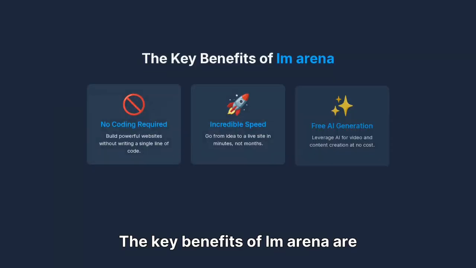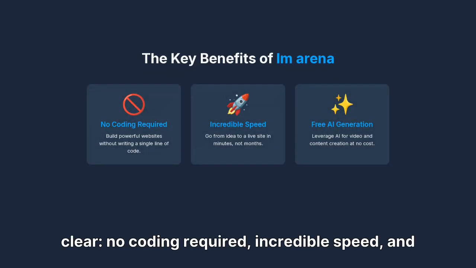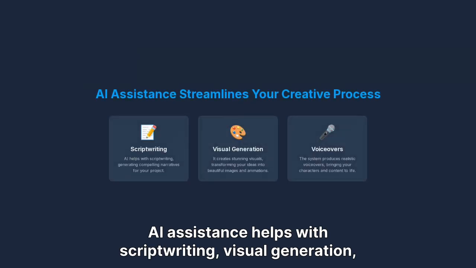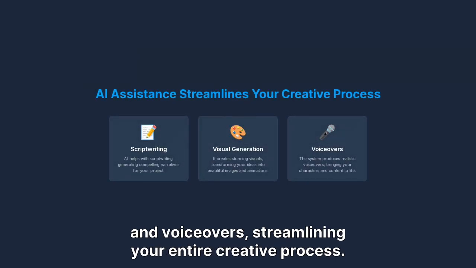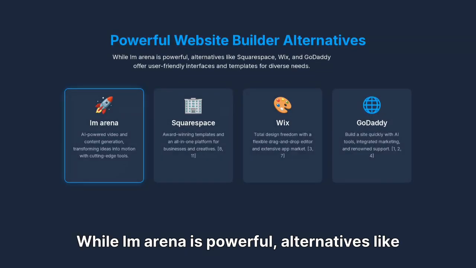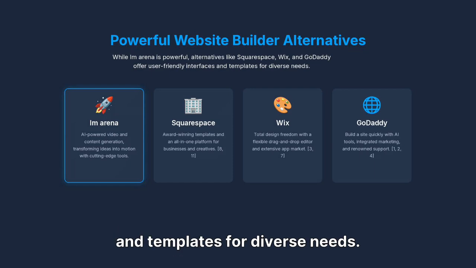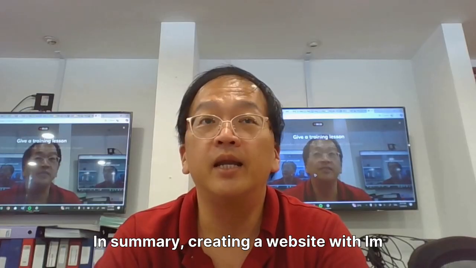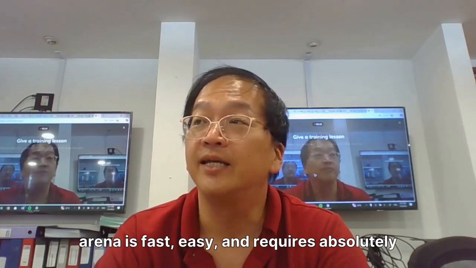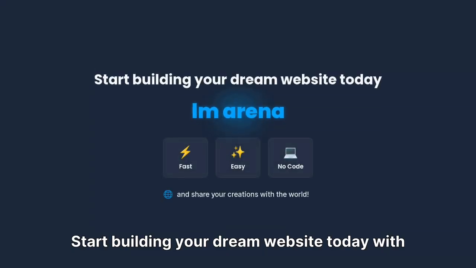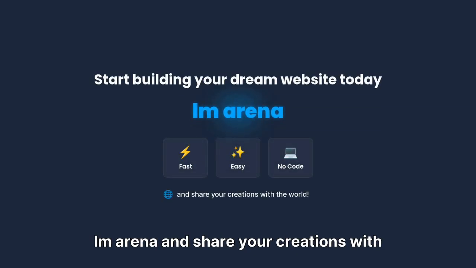The key benefits of LM Arena are clear. No coding required, incredible speed, and free AI video generation. AI assistance helps with script writing, visual generation, and voiceovers, streamlining your entire creative process. While LM Arena is powerful, alternatives like Squarespace, Wix, and GoDaddy offer user-friendly interfaces and templates for diverse needs. In summary, creating a website with LM Arena is fast, easy, and requires absolutely no coding knowledge. Start building your dream website today with LM Arena and share your creations with the world.